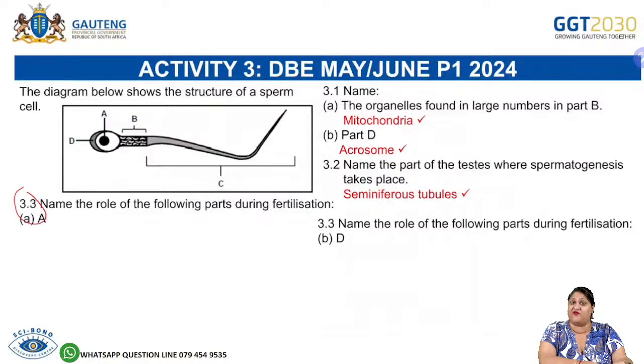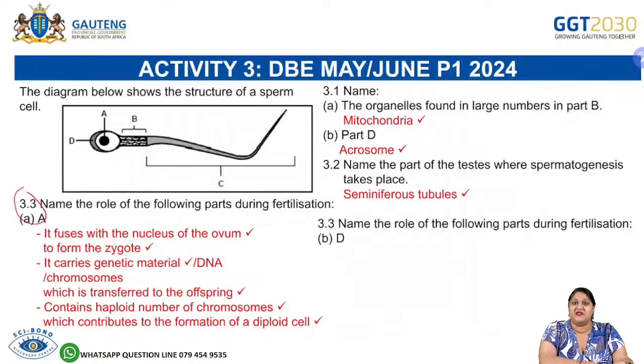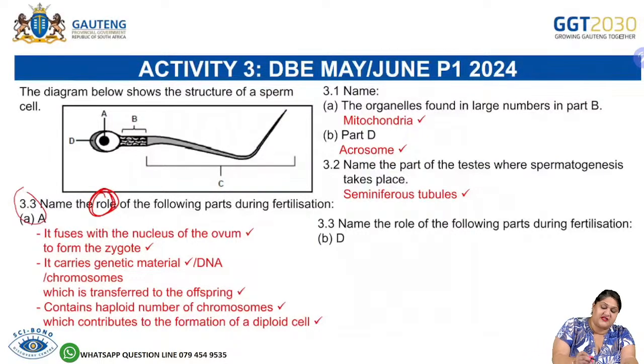So what is the part of A? First you need to ask yourself, what is A? A is the nucleus. What is the role? It fuses with the nucleus of the ovum to form the zygote. It carries genetic material, DNA and chromosomes, which is transferred to the offspring, and it contains the haploid number of chromosomes, which contributes to the formation of the diploid cell. The mark allocation would have given you an indication of how much they wanted to know, but the key word here is the role.